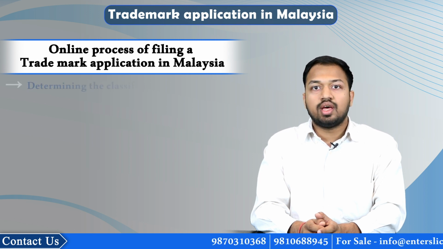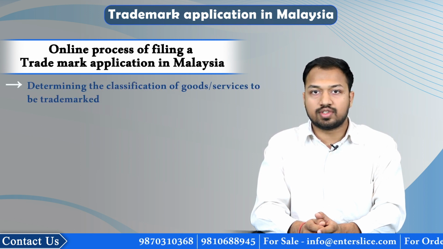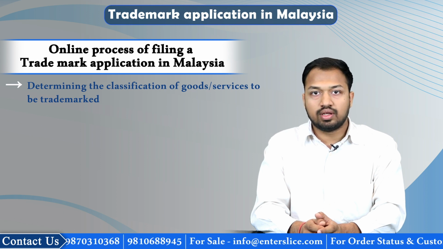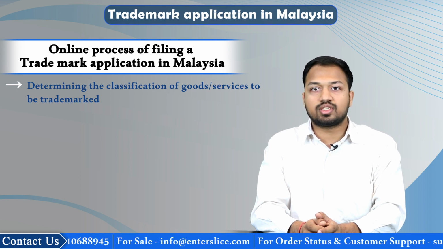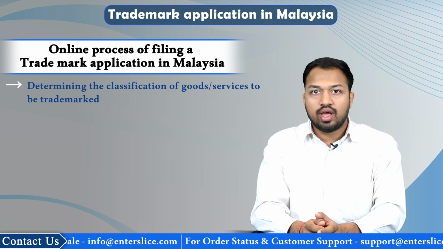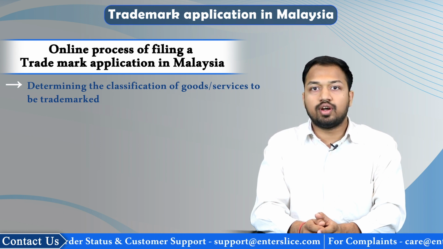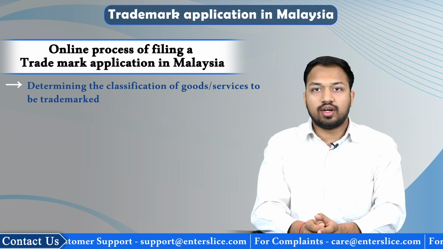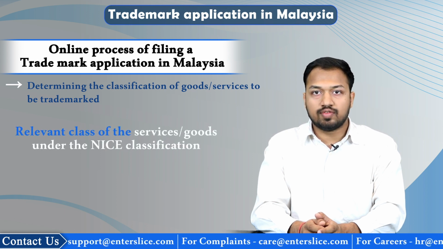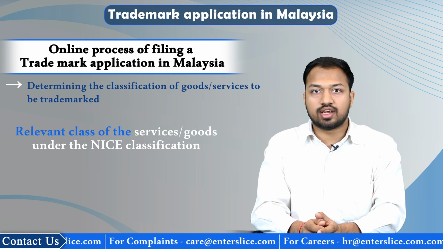Step 2 involves determining the classification of goods and services to be trademarked. It must be remembered that the trademarks are protected in relation to the services and/or goods. Therefore, it is necessary to decide the exact list of the services and/or goods that are being offered or will be offered under the trademark. After deciding the list, the relevant class of services or goods under the niche classification has to be determined.